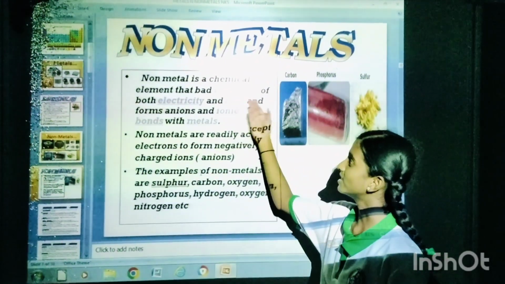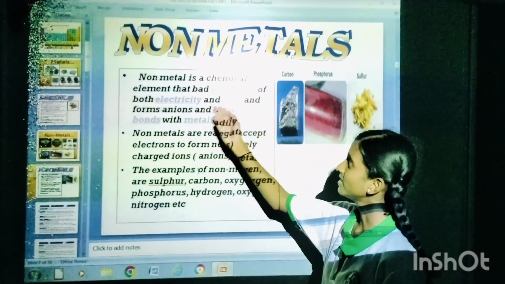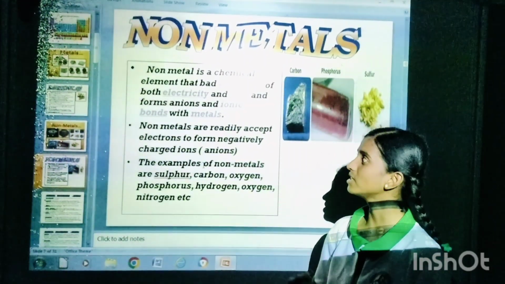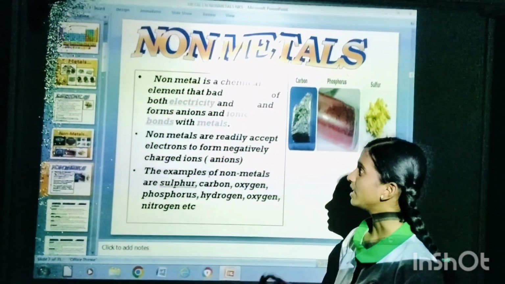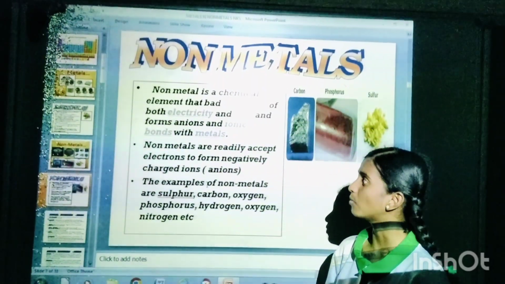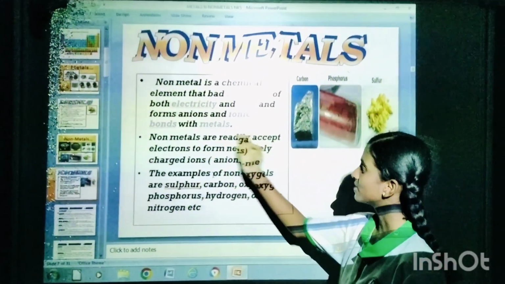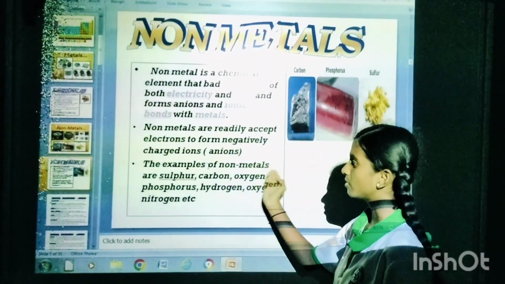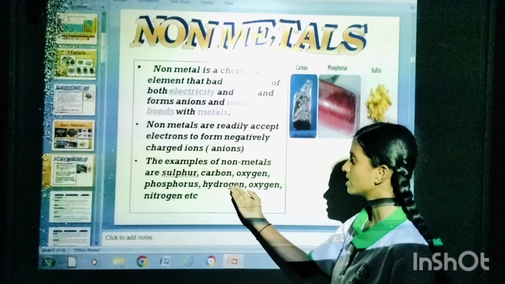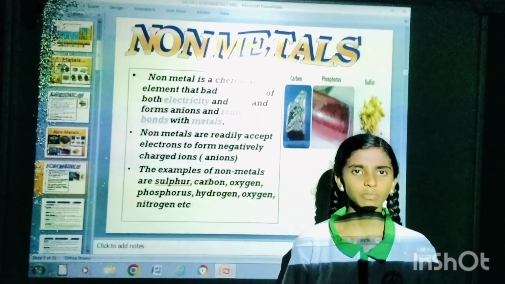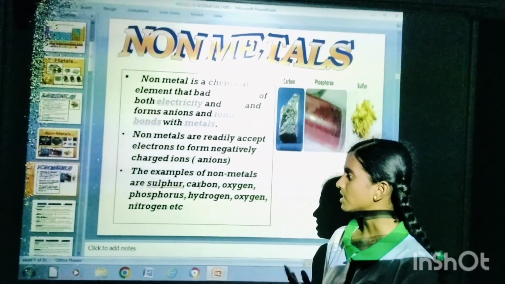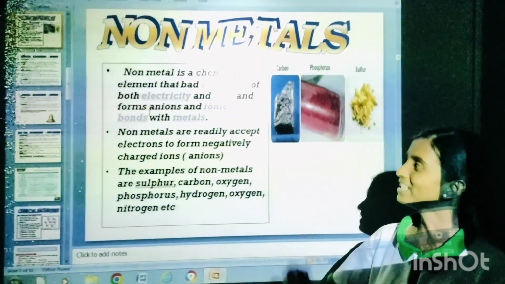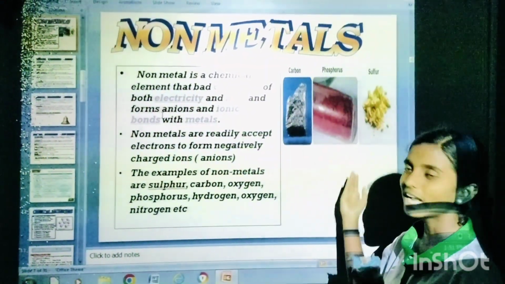A non-metal is a chemical element that is a bad conductor of electricity and heat, and it forms ionic bonds with metals. Non-metals readily accept electrons to form negatively charged ions or anions. Examples of non-metals are sulfur, carbon, oxygen, phosphorus, hydrogen and nitrogen. Now my friend Muskan will explain about the properties of metals and non-metals.